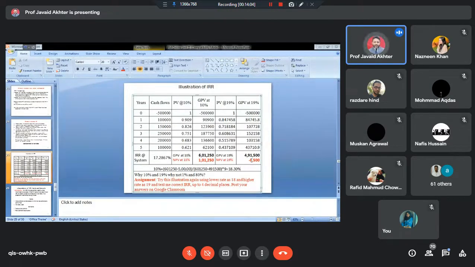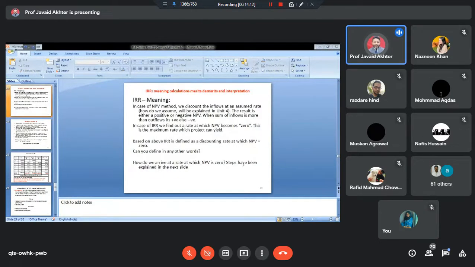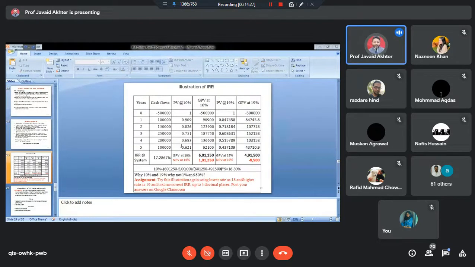So IRR can be called a break-even rate. What did we call IRR before? IRR is a discounting rate at which NPV is 0. Now we can say, IRR is a break-even rate. At this rate, your NPV is 0. Means if you borrow money at this rate, your project will neither result in the creation of wealth, nor in erosion of wealth.